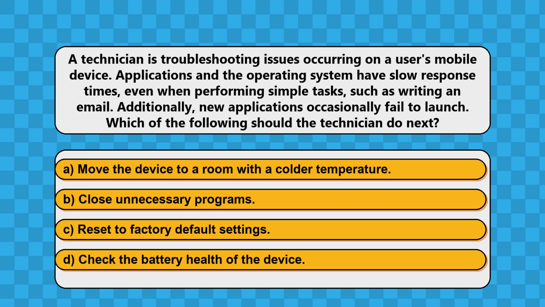Question 14. A technician is troubleshooting issues occurring on a user's mobile device. Applications and the operating system have slow response times, even when performing simple tasks, such as writing an email. Additionally, new applications occasionally fail to launch. Which of the following should the technician do next? Option A, move the device to a room with a colder temperature. Option B, close unnecessary programs. Option C, reset to factory default settings. Option D, check the battery health of the device. The correct answer is option D, check the battery health of the device.